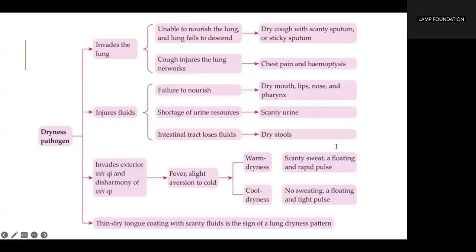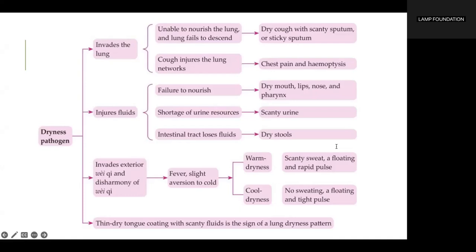This pattern is mainly caused by the dryness pathogen invading the lung and injuring lung fluids, leading to disharmony of Wei Qi, or by the wind heat pathogen turning into dryness and injuring fluids. Dryness in early autumn has a tendency to warmth. As a result, most diseases during this time have a leaning towards warm dryness, while dryness in the late autumn has a tendency to be cool. And so most diseases then are leaning towards being cool dryness patterns.